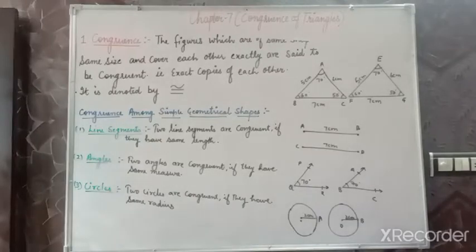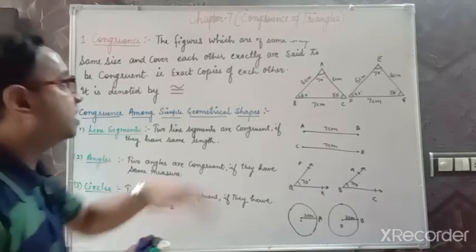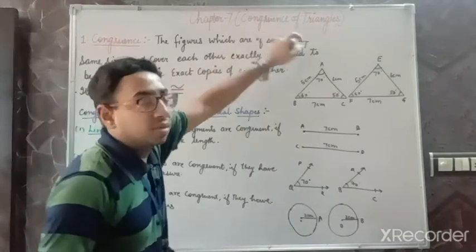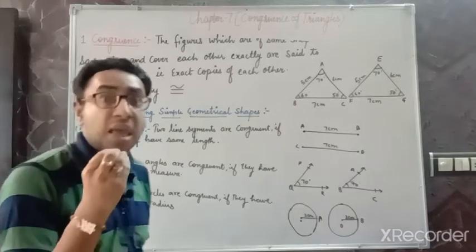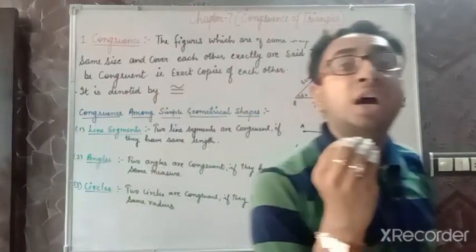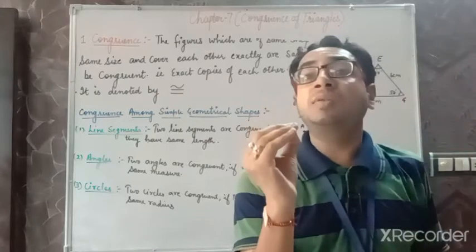Dear children, let us start with the next chapter, that is chapter 7, Congruence of triangles. Congruence. Pronunciation is congruence. Understand what is the meaning of congruence. Congruence means similar. Similar to each other. That is what congruence means.